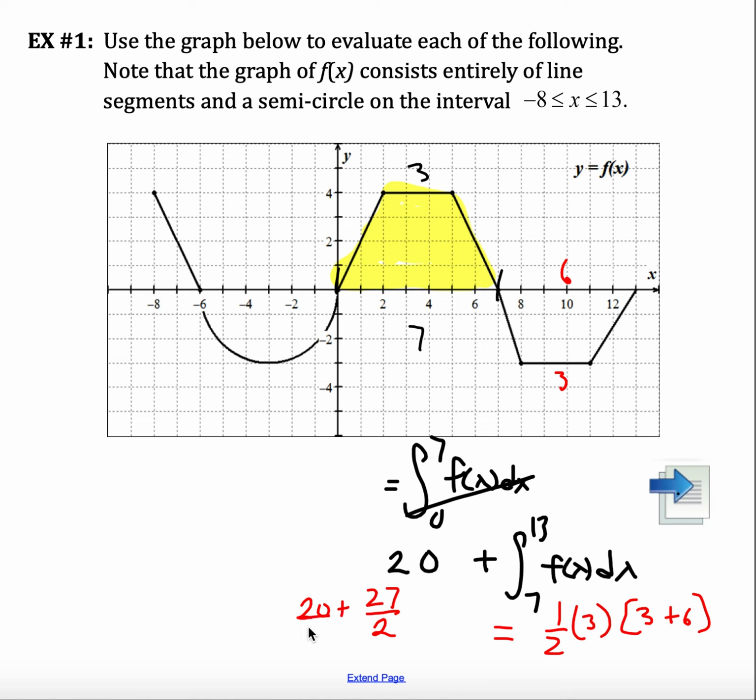And I guess I could make these the same denominators, right? So I could add them. So I'm going to have 40 over 2. But remember, this is actually going to be a negative area. So make sure that you include a negative area, and you're actually going to be subtracting these. So 40 minus 27 is 13. You're going to end up getting 13 over 2, or 6.5. Okay? And that's how you would do that one.